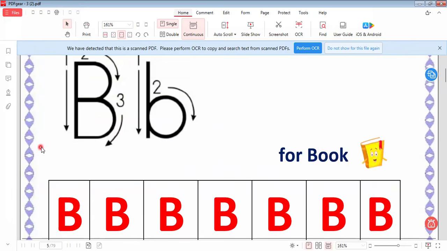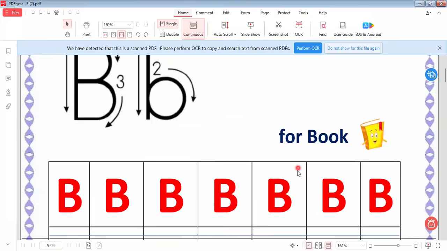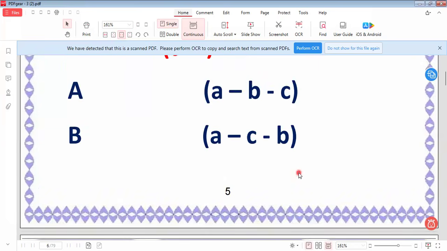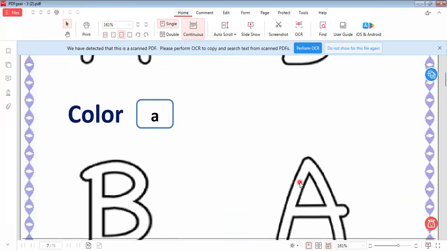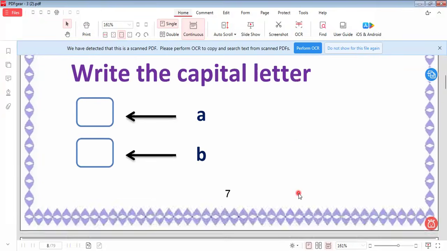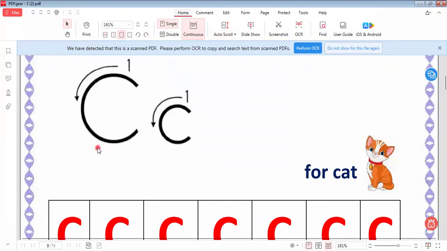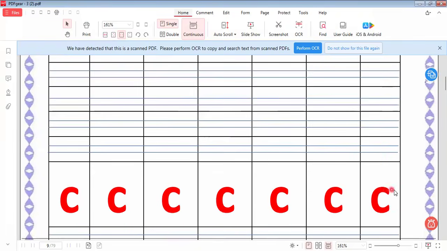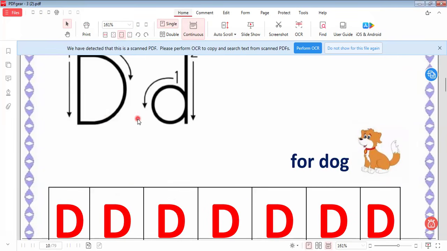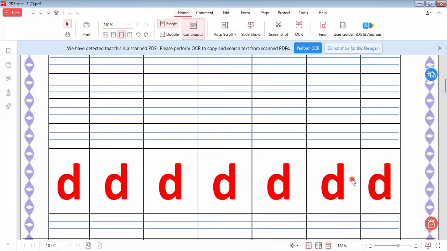Capital B and small b. B for book. Capital C and small c, C for cat. Capital D and small d, D for dog.